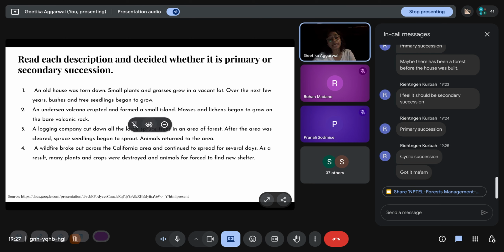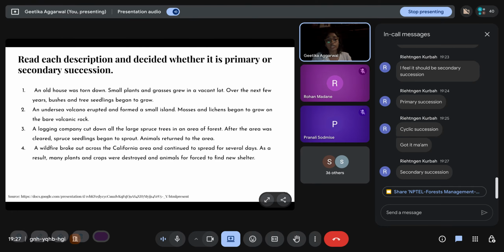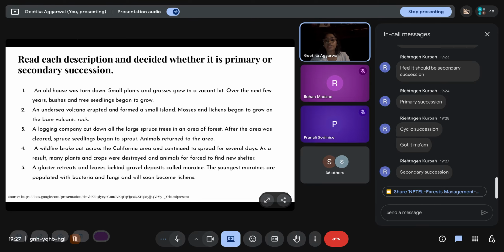So this will be an example of secondary succession, because as we discussed, a wildfire has happened, but there was a forest earlier. There was a forest earlier, but now a wildfire happened and nothing survives anymore. But again, if trees come in this area, it will be a secondary succession.